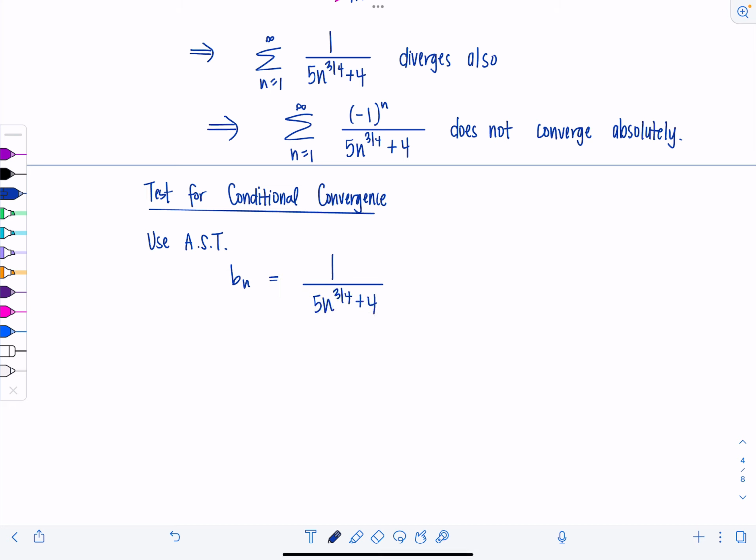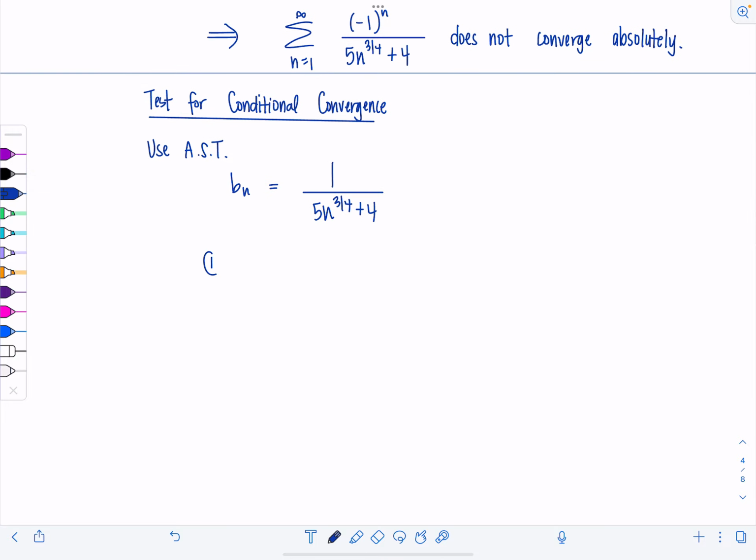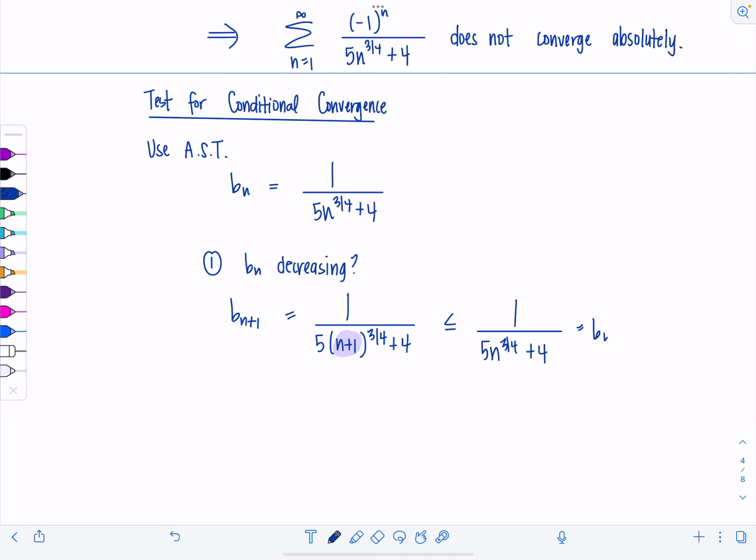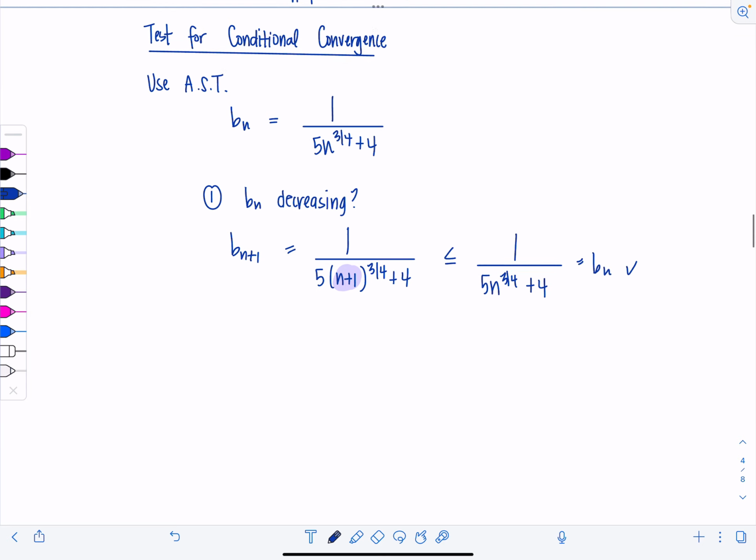And there's two conditions for AST. One is that you show bn is decreasing. I only use a derivative when absolutely necessary. We can show bn plus 1 is less than bn. Yeah, for sure. So 1 over 5 times n plus 1 to the 3/4 plus 4. I just made the denominator a wee bit bigger. So obviously that's going to be less than or equal to 1 over 5n to the 3/4 plus 4, which is bn. So that's the definition of decreasing.